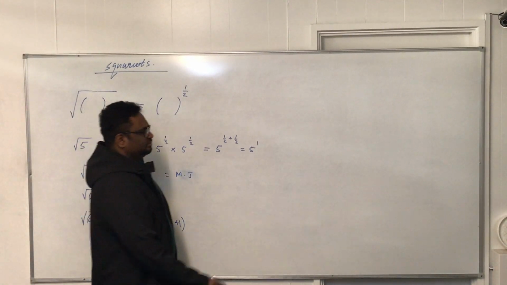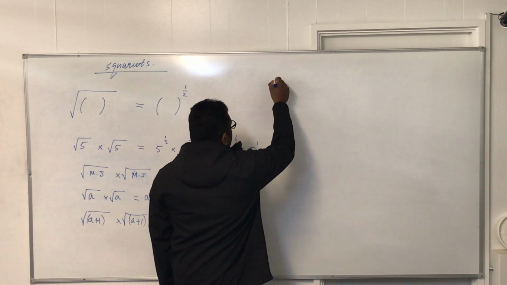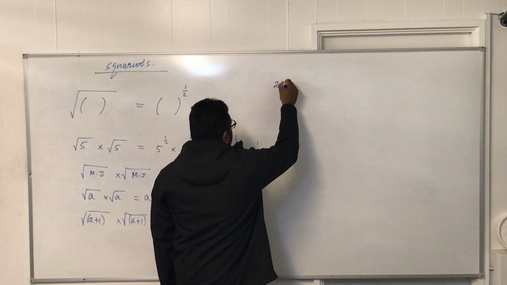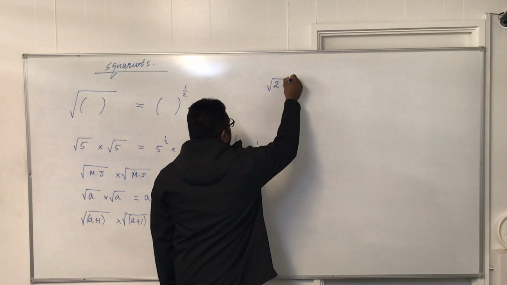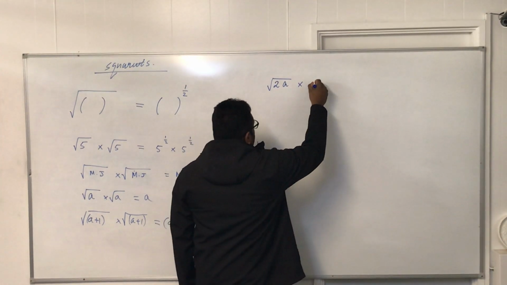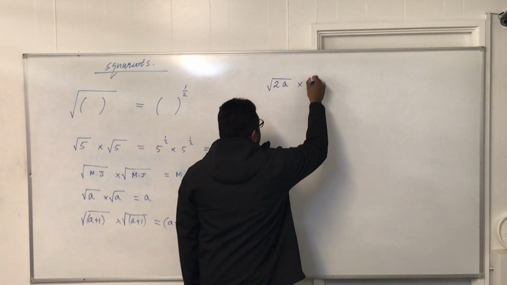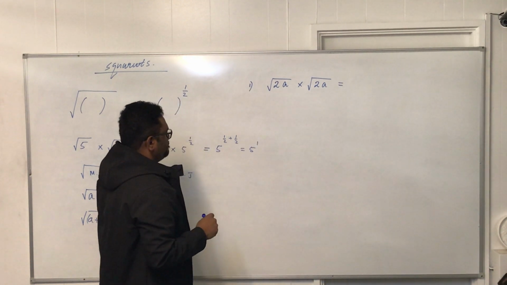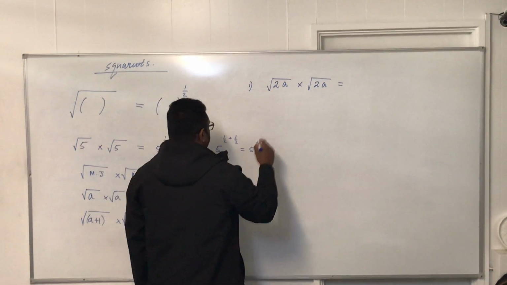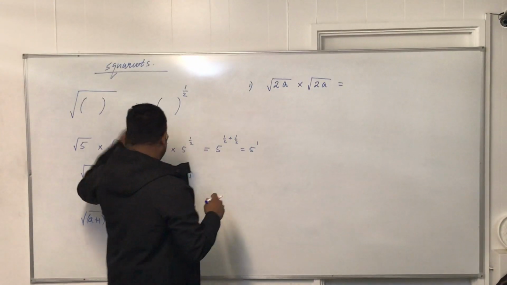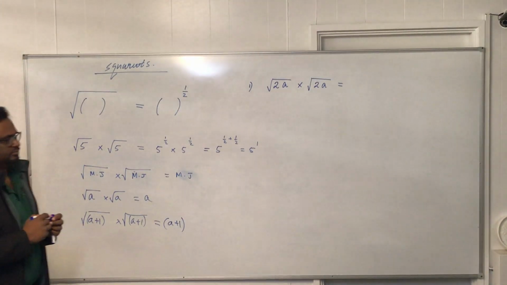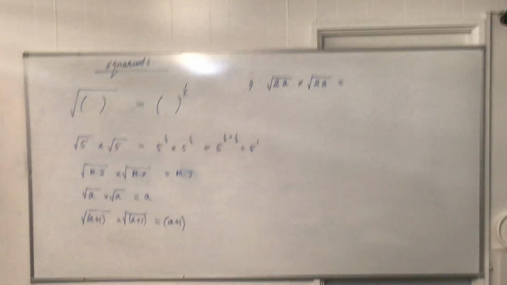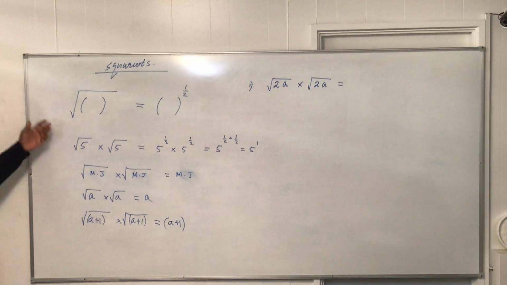Then do this one then. Do this one: 2 times A, times 2 times A. First question. You can write it down and then do that question. Yes, write it down, because these are the basics, right? Just write it down.